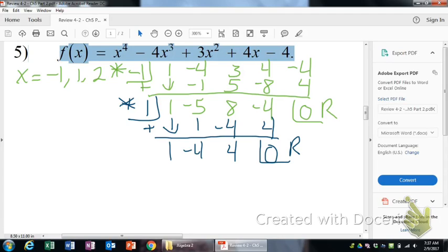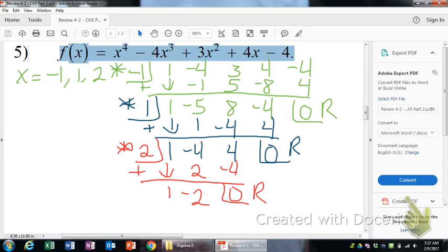So, finally, I'm going to do 2 for my synthetic division. Drop down that first term always. 1 times 2 is 2. -4 plus 2 is -2. -2 times 2 is -4, and you get a remainder of 0.